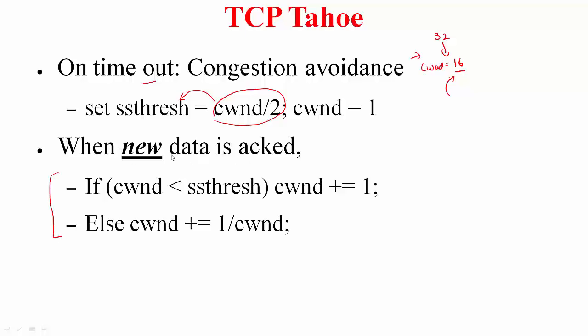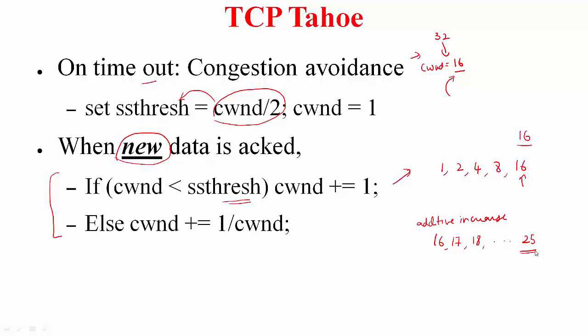When new data is acked, I'll get to why new shortly. If the CWND is less than SS thresh, you do slow start. That is, you increment the congestion window by 1 for every acknowledgement you're getting. So what this translates to is, in this example, your estimate is 16, but you don't want to dump 16 packets in one go. So you start with 1, you go to 2, you go to 4, you go to 8, you hit 16. So this is the slow start phase which this is achieving. Now, once you hit 16, which is where you equal the SS thresh, after this point you have to do congestion avoidance, which is the additive increase. So from this point on, you probe the network in this particular fashion till you hit 25, which is the right value of the congestion window in that specific example.